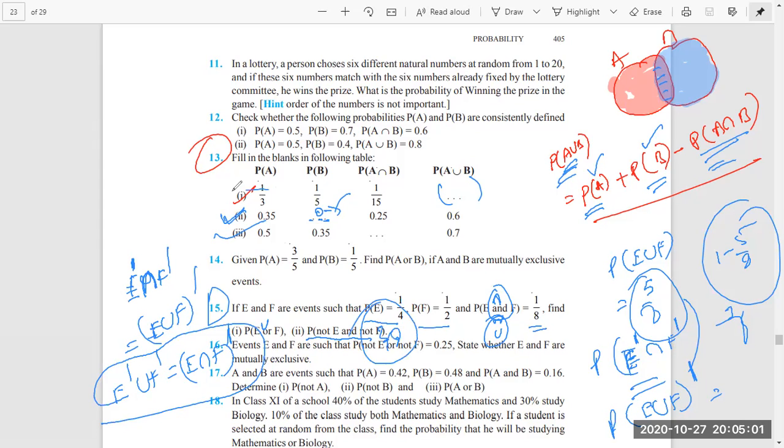Yeah, you should know these properties. Otherwise, you cannot answer. So you can note it down. E complement intersection F complement is not E union F.